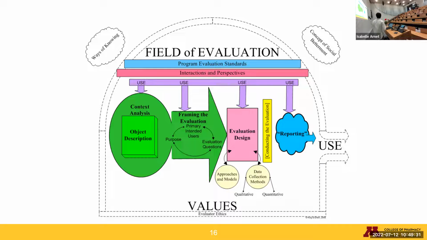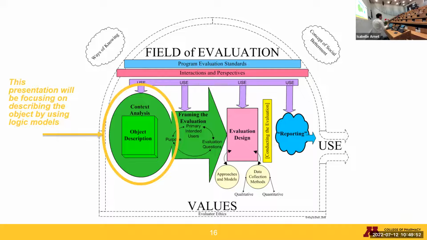Then you design the evaluation. Typically, you can use both quantitative and qualitative methods to collect data and information about a program, and then you create a report, so you have practical information that is going to be used to improve your program. In this presentation, I will just focus on the first step, which is describing your program by using logic models. We'll be talking about logic models because they are very useful, not only for evaluating a program, but also for planning and implementing a new program. This is a really good first step that can be easily conducted.